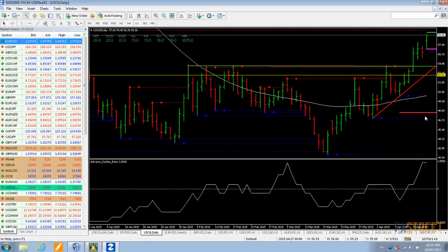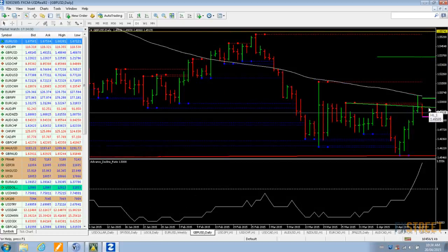Probably a decent long trade, even right where it is right now, providing oil can continue to move up. I believe it will for now, for at least another 3 or 4 days. So that would put British pound US dollar at this level right now as a long trade, pretty decent trade.